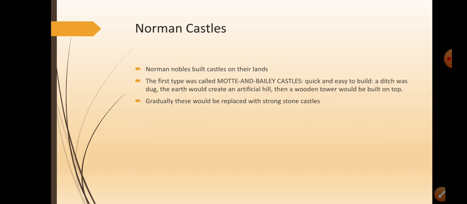Now, another immediate effect of the Norman conquest was that the Normans started building castles on their land. So each French landowner or nobleman that was given land by William I started building a castle to protect himself and to protect the French rule. And the first type was the so-called Motte and Bailey castle, which was very quick and easy to build. So a ditch was dug, and the earth would create an artificial hill. Then a wooden tower would be built on top. Okay, and gradually these would be replaced with strong stone castles.